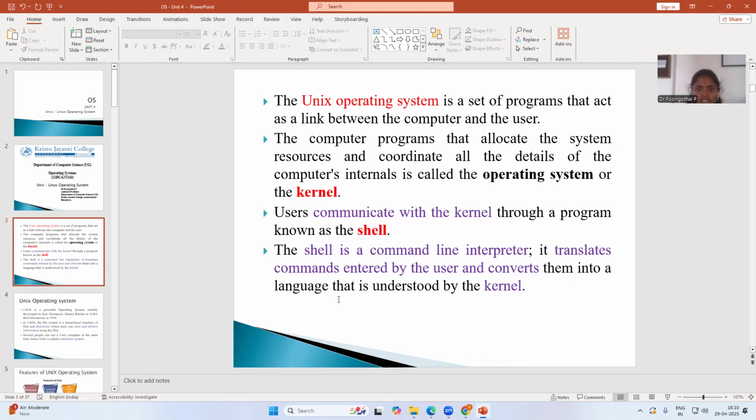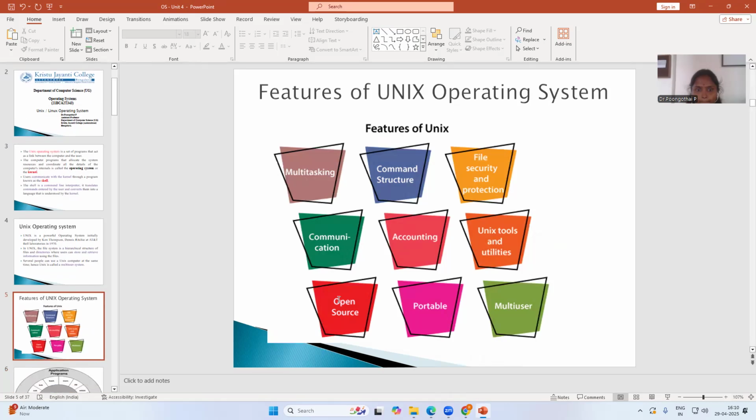These are the features of the Unix operating system: a multitasking command structure, file security and protection, communication, accounting, Unix tools and utilities, open source, portable, and multi-user.